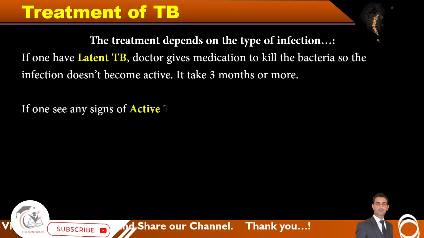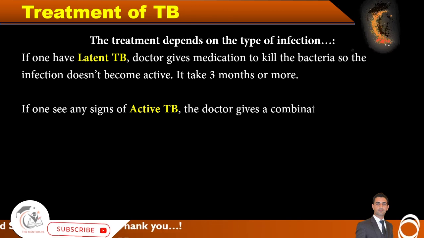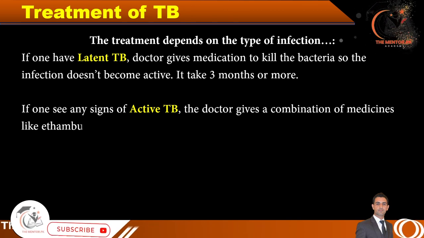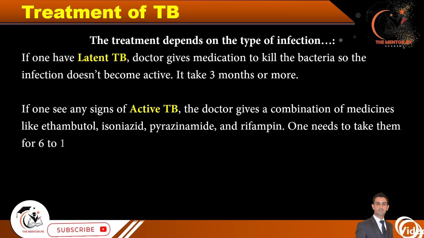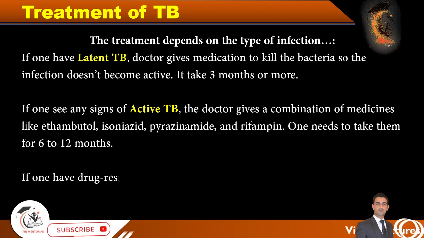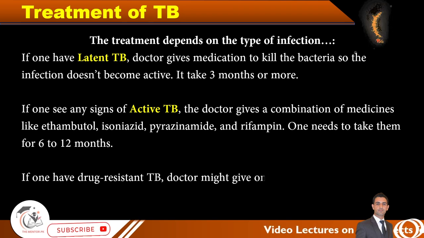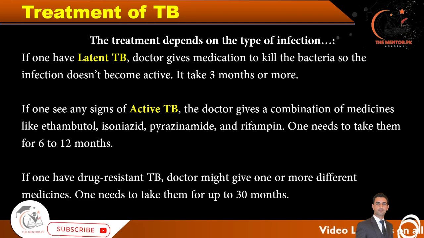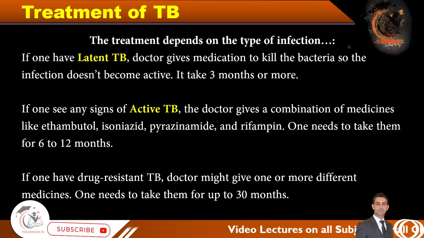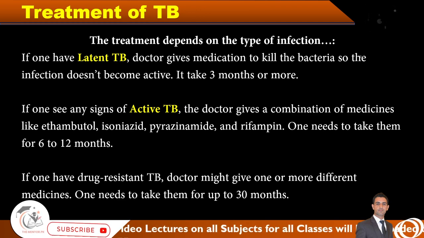If one sees a sign of active TB, the doctor gives a combination of medicines like ethambutol, isoniazid, pyrazinamide, and rifampin. One needs to take them for 6 to 12 months. If one has drug-resistant TB, doctors might give one or more different medicines. One needs to take them for up to 30 months.